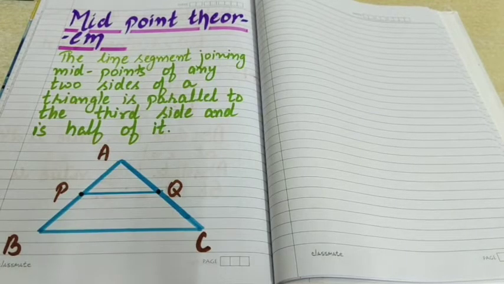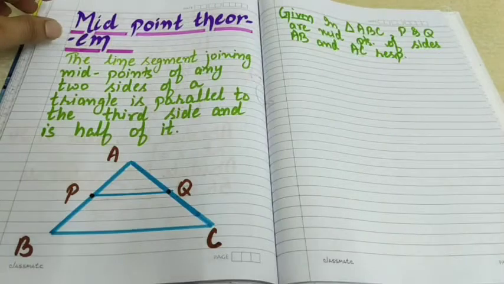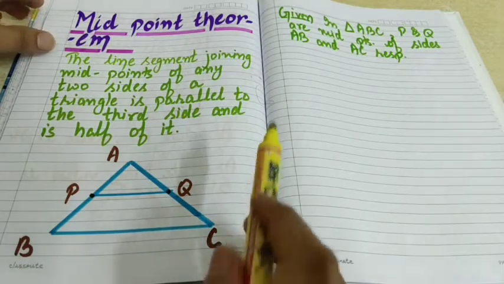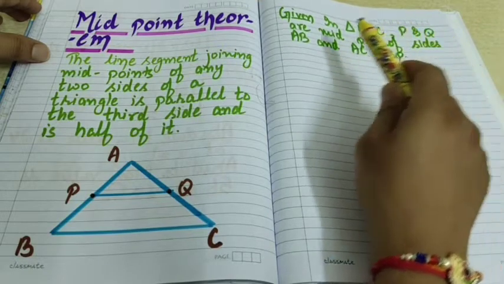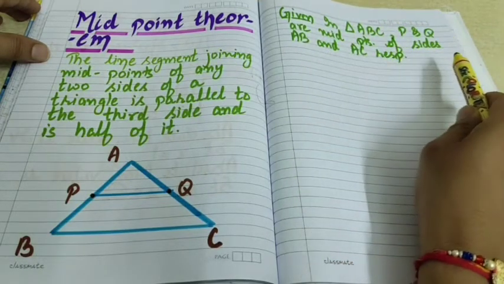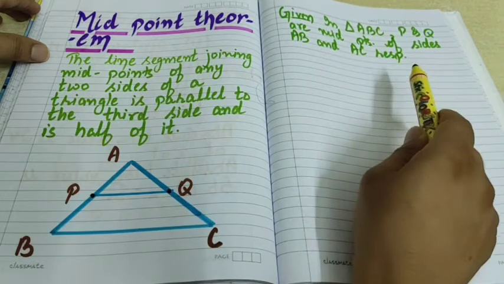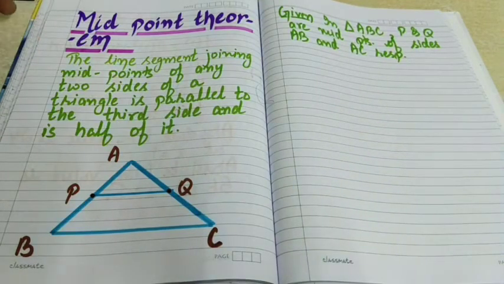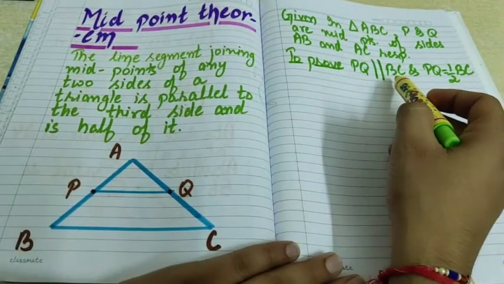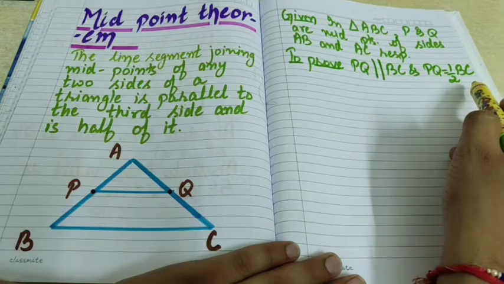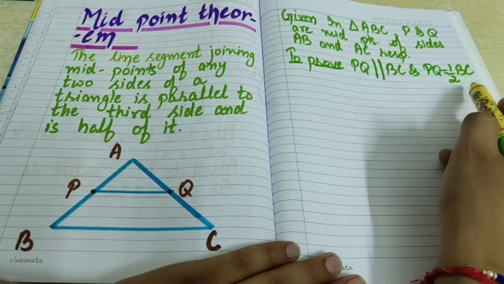And today we will do proof of this midpoint theorem. So first we mention the things which are given to us. We mention in triangle ABC, P and Q are midpoints of sides AB and AC respectively. Then after we will mention the thing that we need to prove, and to prove is PQ is parallel to BC and PQ is half of BC. This is what we have to prove.